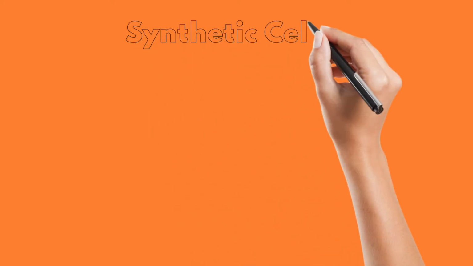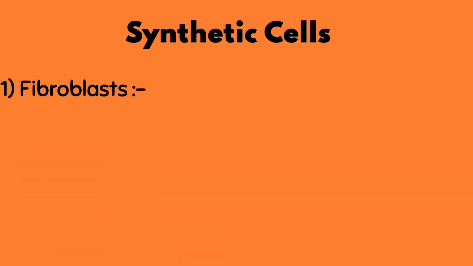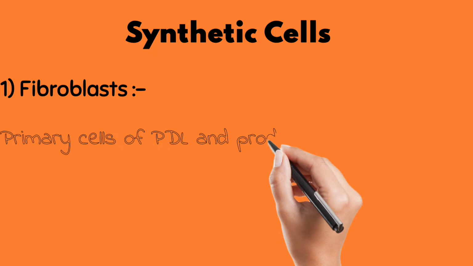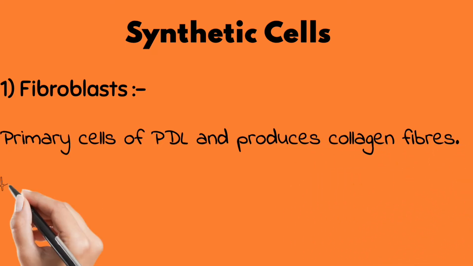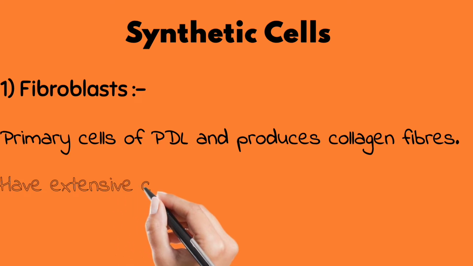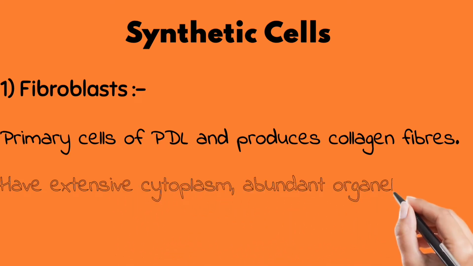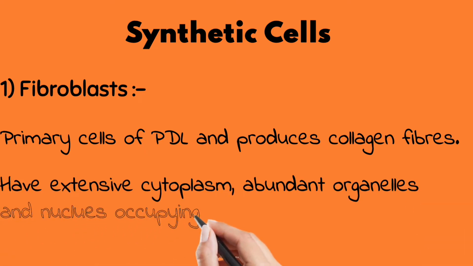Let's start with the first one, that is the synthetic cells. Synthetic cells can be of three types, that is the fibroblast, osteoblast, and the cementoblast. First, let's study the fibroblast. Fibroblasts are the primary cells of the periodontal ligament and they produce the collagen fibers. They have extensive cytoplasm, abundant organelles, and the nucleus occupies the whole volume of the cell.